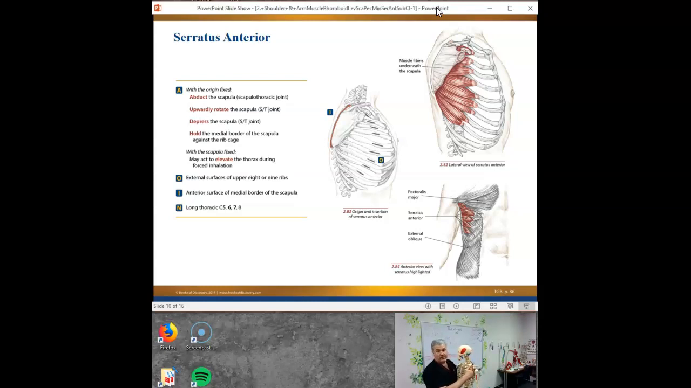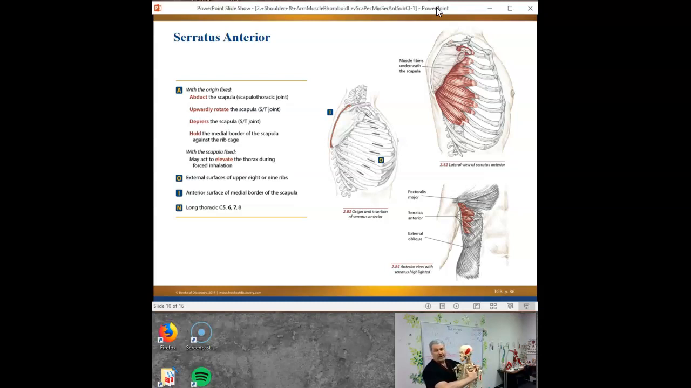I'm really glad. But so, my rhomboids are here. They connect to the medial border. Serratus anterior connects to the medial border too, but from in front. And it hooks into my ribs. Kind of like my hand right now. Kind of. Yeah. So, rhomboids can retract or adduct my scapula. What do you suppose serratus anterior can do? Protract and abduct. Thank you, Ms. Giannis. Protract and abduct the scapula.